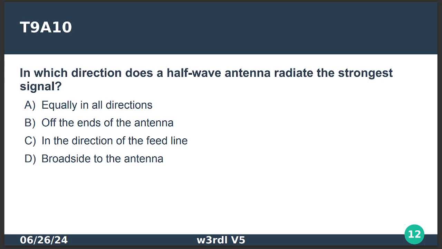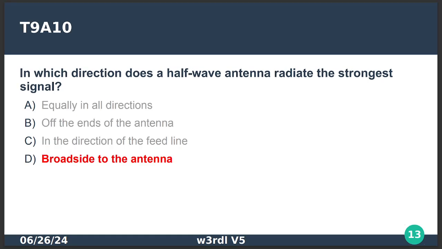Okay. In which direction does a half-wave antenna radiate the strongest signal? In which direction? And you notice it says strongest. Broadside to the antenna, that is correct. So remember I said, my antenna radiates better north and south. So I've talked to Canada several times, and I've talked to various places in South America from time to time, but it does still reach east and west, just sometimes better than others.